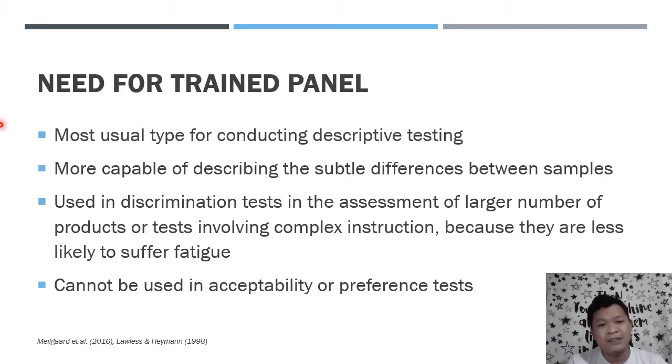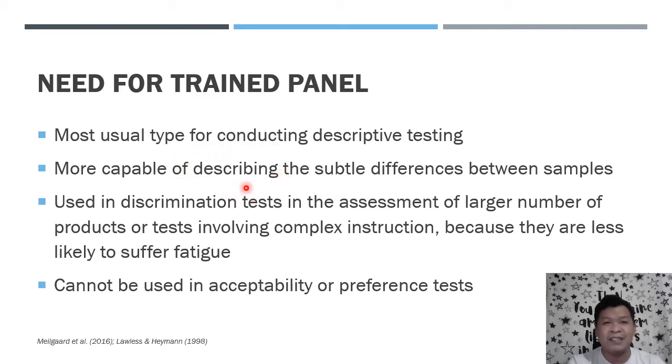So typically, wala kang makikitang descriptive test na untrained yung panel. Kapag may gumawa nun, malaki ang pagkukulang nila sa kaalaman sa sensory evaluation, and most likely yung results ng descriptive test na yon ay medyo epic fail, so to speak. When you have a trained panel, of course, because of the training, they can detect the more subtle differences between samples, and they even describe it.